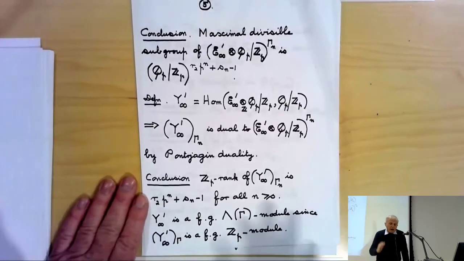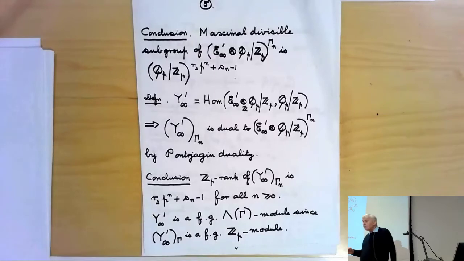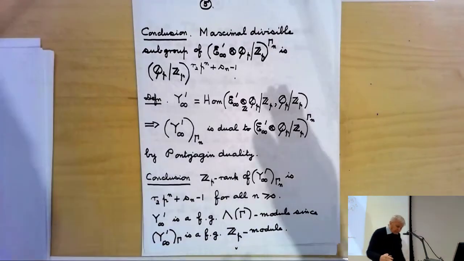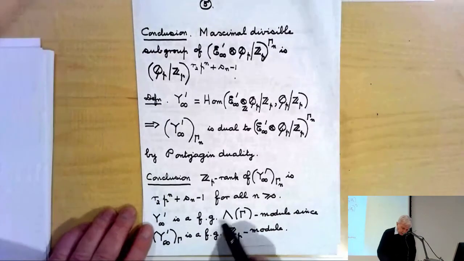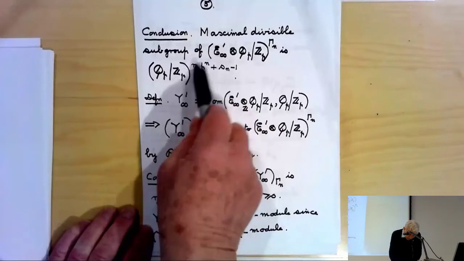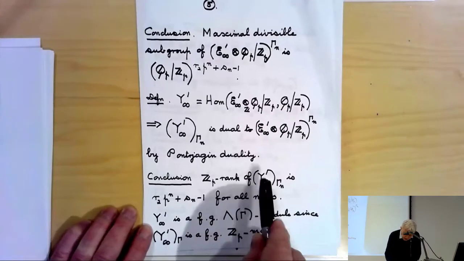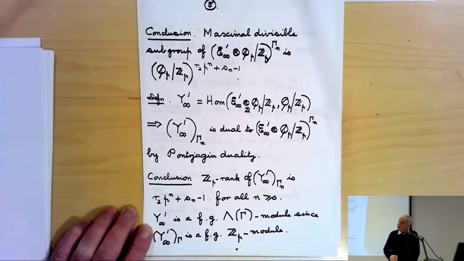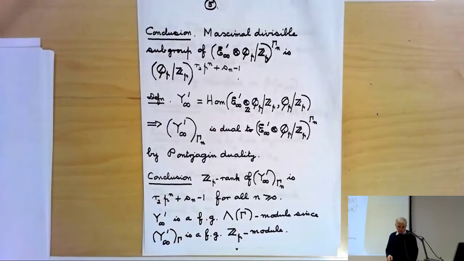And now let's note that Y infinity prime is, of course, a finitely generated Zp module, because we just apply the previous result when n is naught, and we see that its gamma co-invariance is a finitely generated Zp module. So by the usual Nakayama's lemma, that tells me that Y infinity prime is a finitely generated lambda gamma module. And because of this, that we've determined the divisible subgroup here, we've shown that the Zp rank of Y infinity prime gamma n is R2 times P to the n plus Sn minus 1 for all n greater than or equal to naught.